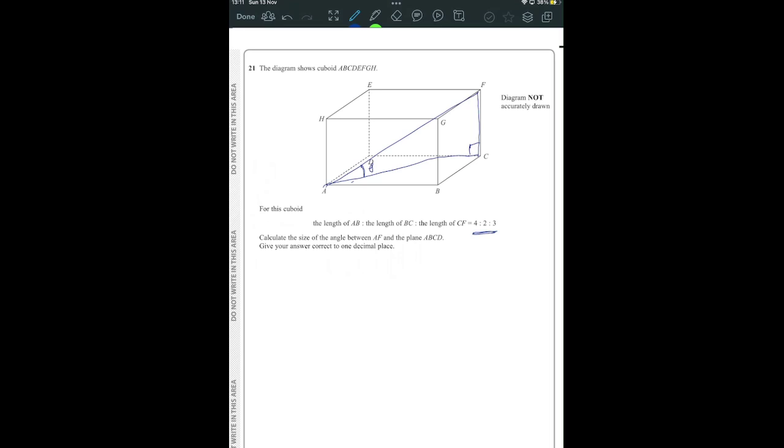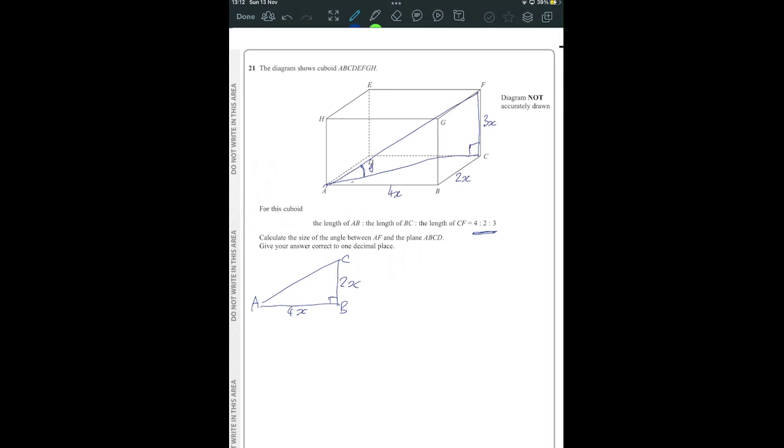So the easiest way to do it is to say the length of AB we'll say is 4x, the length of BC is 2x, and the length of CF is 3x. Well, now in that triangle, I have one side length. I have FC, but I don't have a second side length. So my first point of attention is to look at that triangle in the base. In the base, we have 2x and 4x. And if I can work out the length of AC, then I can use that AC in this other triangle.